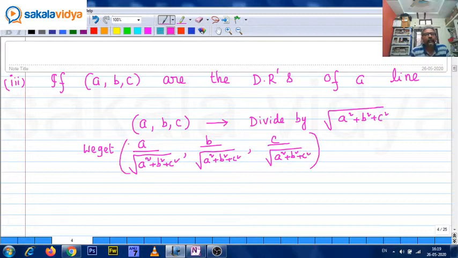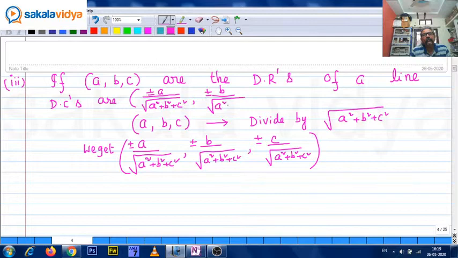Okay, write down plus or minus, plus or minus, plus or minus. So these are the directions. Then the DCs can be written like this: plus or minus a by root of a square plus b square plus c square, and plus or minus b by root of a square plus b square plus c square, and plus or minus c by root of a square plus b square plus c square.